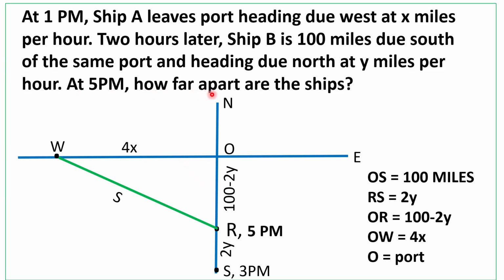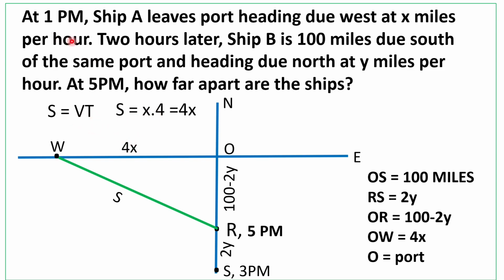At 5 p.m., how far apart are the ships? At 5 p.m., after 2 hours, how far are ship B and ship A? Where will ship A be? Ship A will be at 4x. Why 4x? Because the distance formula is equal to Vt. So we put the values, V as velocity and T as time. Here the velocity is x miles per hour, and the time would be 4 hours.